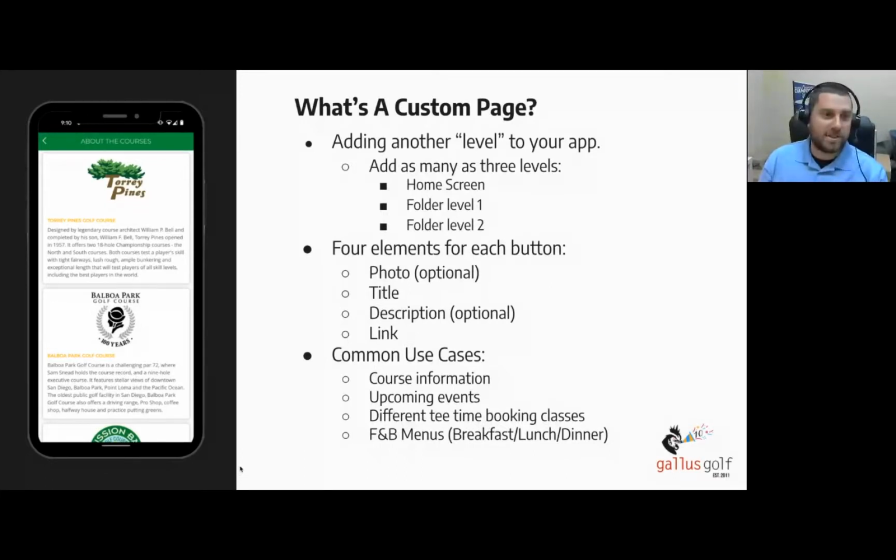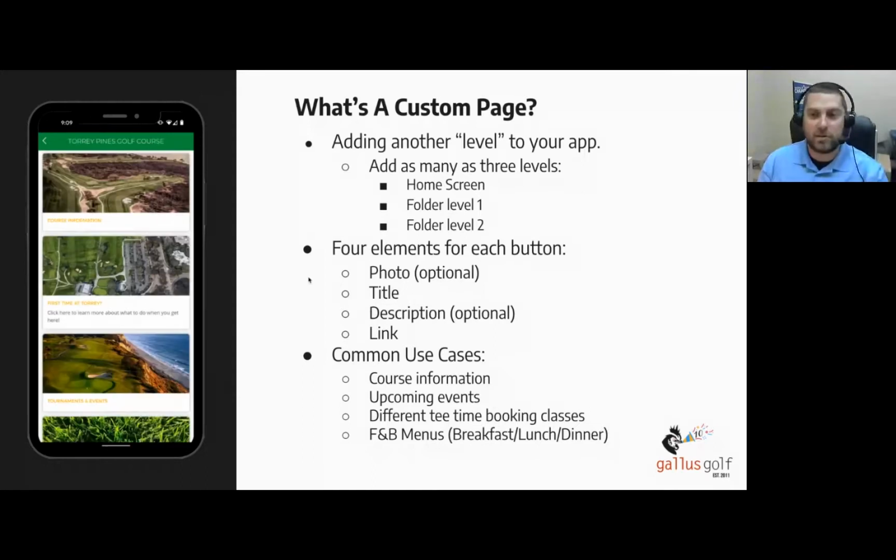So this is our use case. This is the City of San Diego app, which has Torrey Pines in there. Near and dear to our heart because it's down the street from our headquarters. This is where you can have all your different courses all in one place. Now this is your next level, your second level. And when you click on one of these, like Torrey Pines, it's going to go to a third level and have all the info just about Torrey Pines.